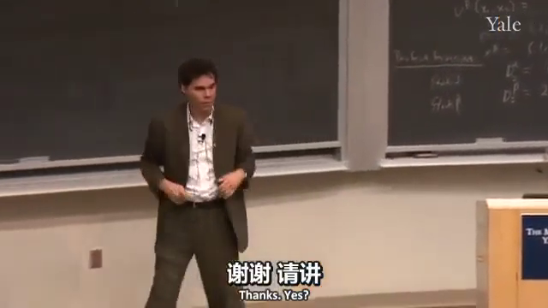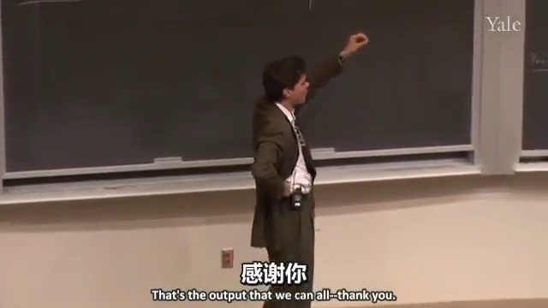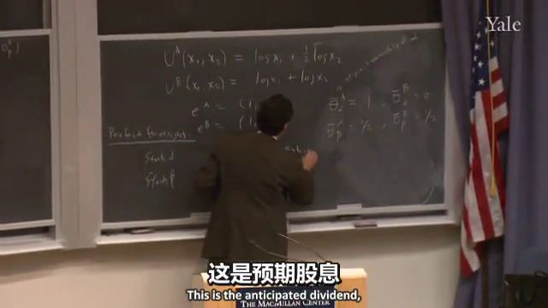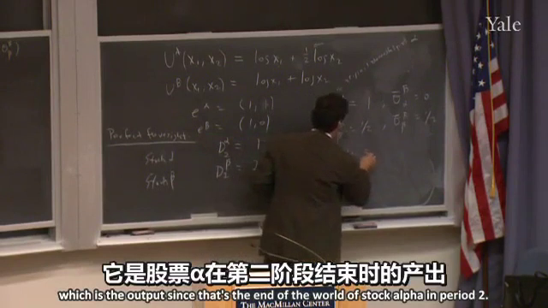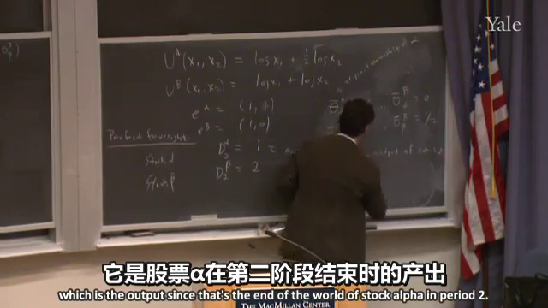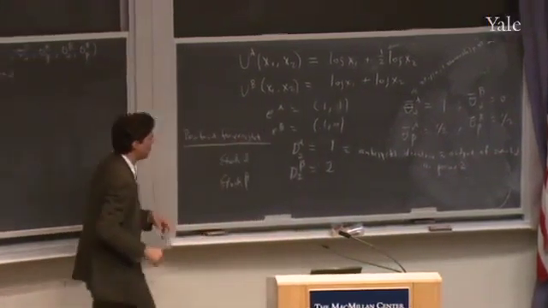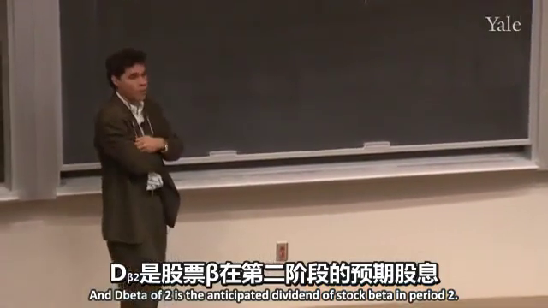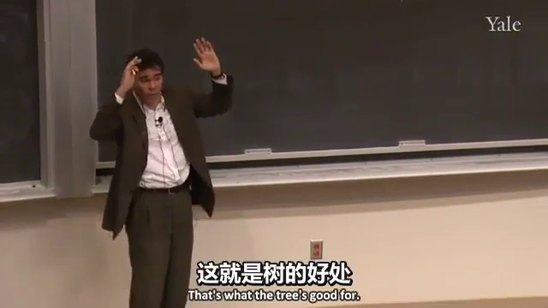Having defined all of these, could you redefine what D stands for? D is the dividend, that's the output. Okay, thank you. This is the anticipated dividend, which is the output, since that's the end of the world, of stock alpha in period 2. And D beta of 2 is the anticipated dividend of stock beta in period 2. So it's 1 apple we're getting out of the alpha tree, 2 apples out of the beta tree. That's what the tree is good for.